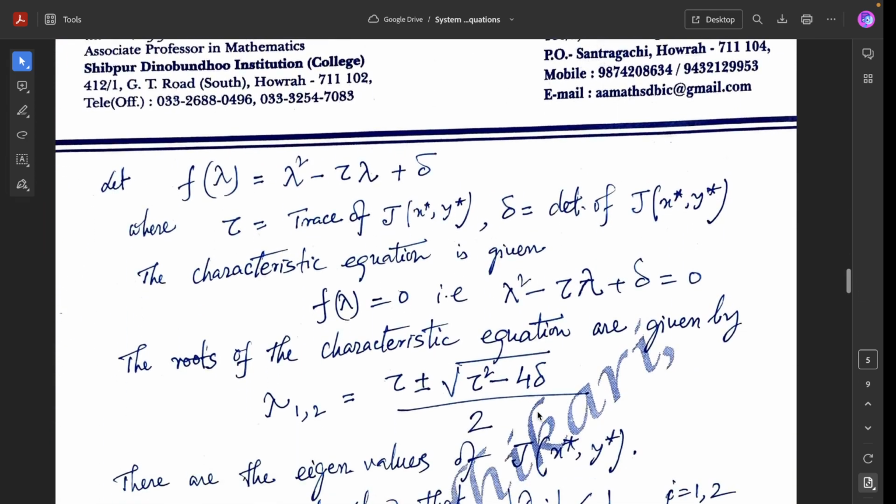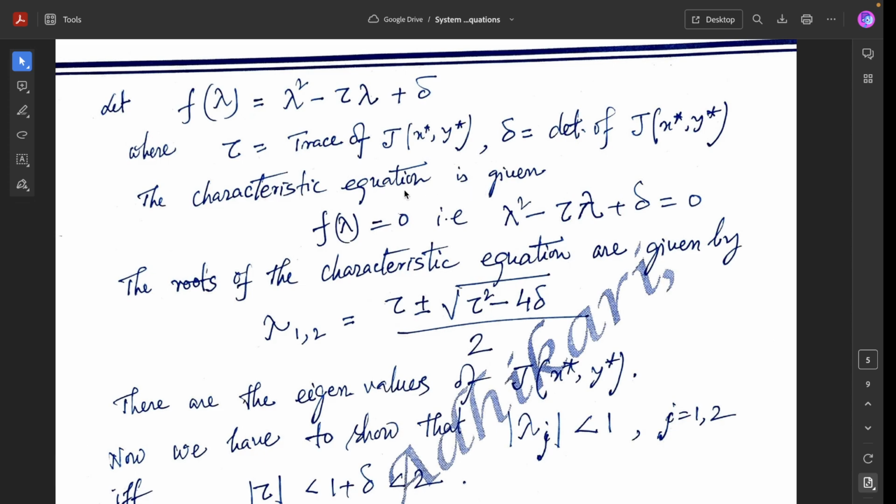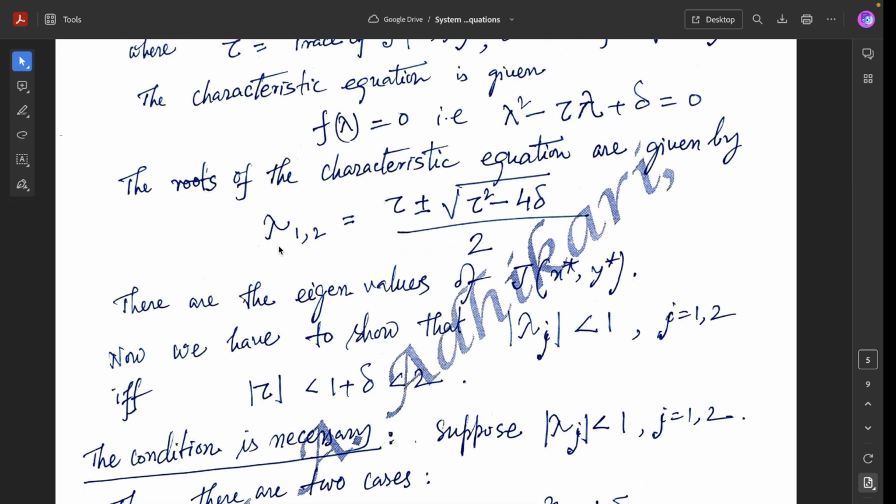For this, we let f of lambda be the function f(λ) = λ² − τλ + δ, where τ is the trace of J at the point (x*, y*), and δ is the determinant of J at the point (x*, y*). The characteristic equation is given by f(λ) = 0, that is λ² − τλ + δ = 0. So the roots of this equation are given by λ1, λ2 = (τ ± √(τ² − 4δ))/2.